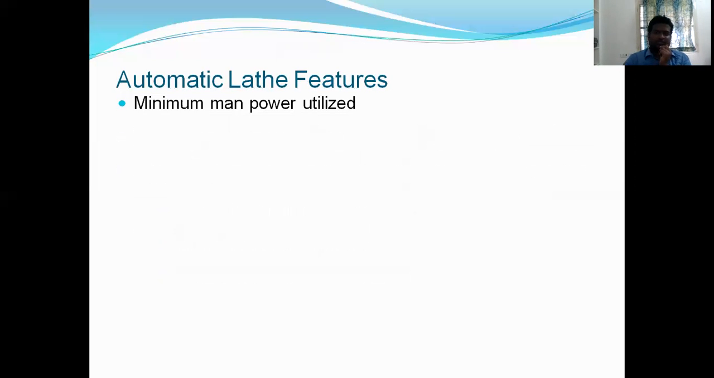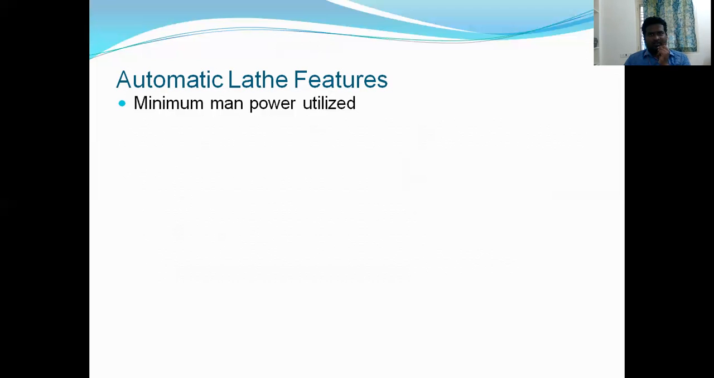Automatic lathe features. So we know some of the points that we have covered and the points not covered that we have discussed here. Minimum manpower. The name itself tells that it is automatic. Automatic means some of the work which is done manually by manpower is replaced by the machine itself. In simple terms, that is called automatic.